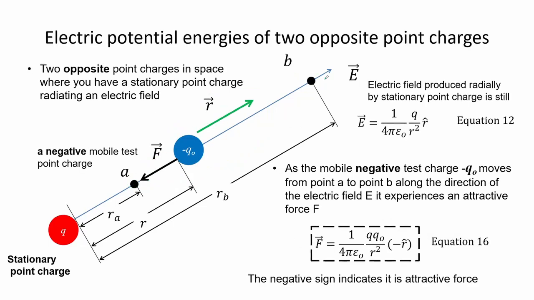Here we replace the moving test charge by a negative test charge while keeping the stationary point charge positive. So we have two opposite point charges in space where you have a stationary point charge radiating an electric field. The negative mobile test charge moves away from the stationary point charge. The electric field produced will still remain the same, but the electric force is now an attractive force since they are of opposite charges and opposites attract. The attractive force is then given by equation 16, and it points towards the positive stationary point charge.